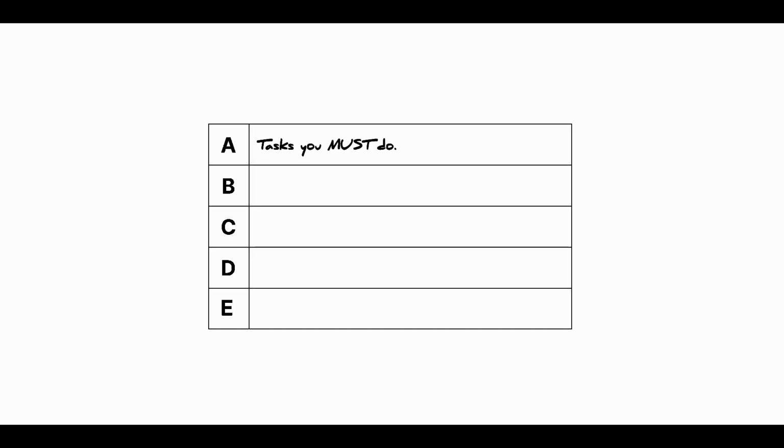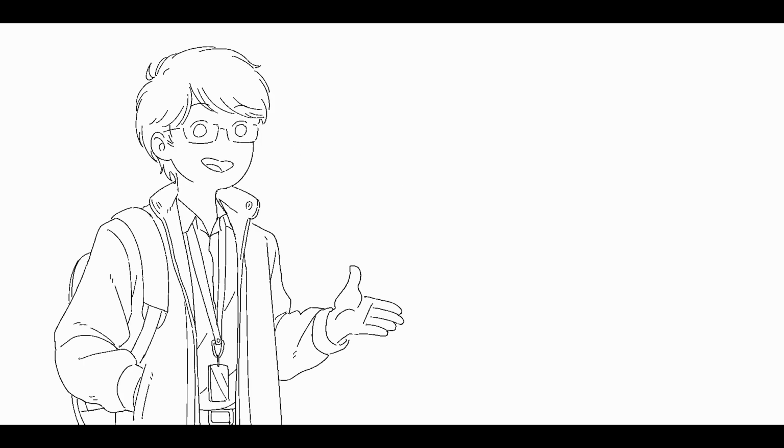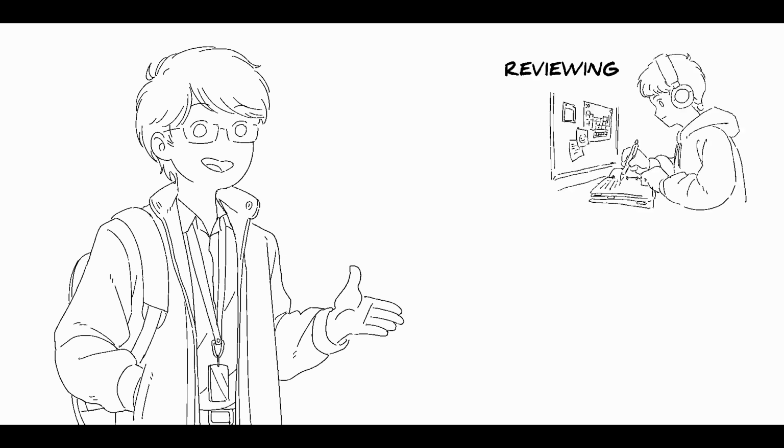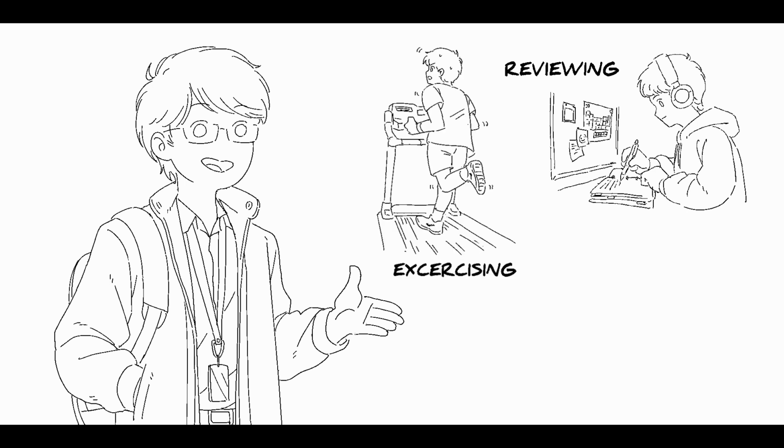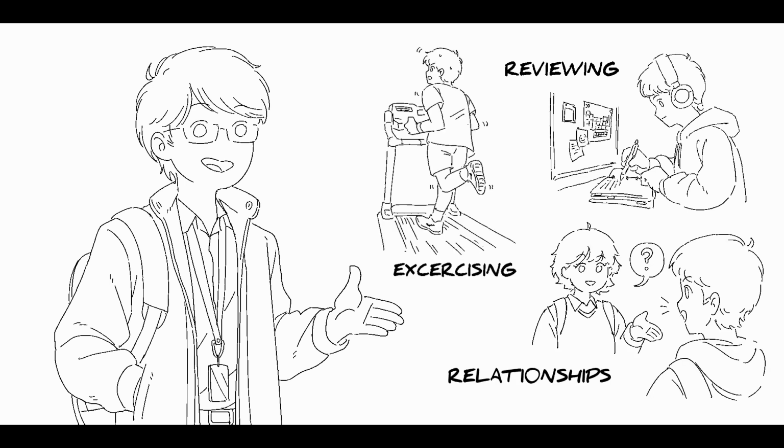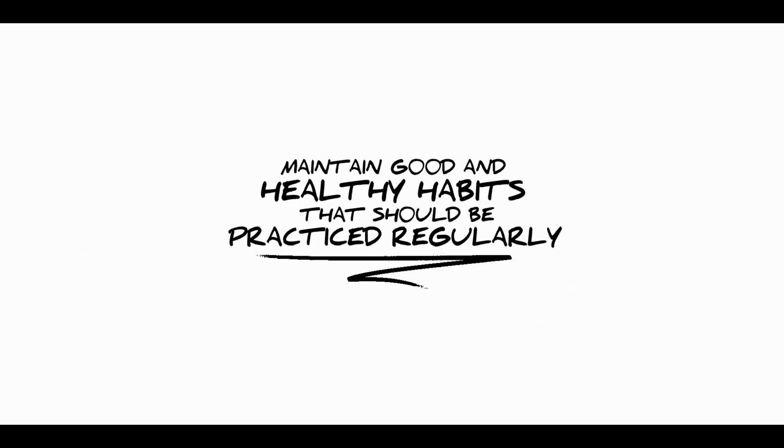Meanwhile, your B tasks represent tasks you should do. These tasks are important, but not as critical as your A tasks. They might include things you should be doing on the side while you perform and won't cause any immediate consequences in case you miss them, like reviewing your notes from time to time, exercising at the gym regularly, or maintaining relationships with significant others. These tasks, although not immediate, help maintain good and healthy habits that should be regularly practiced.